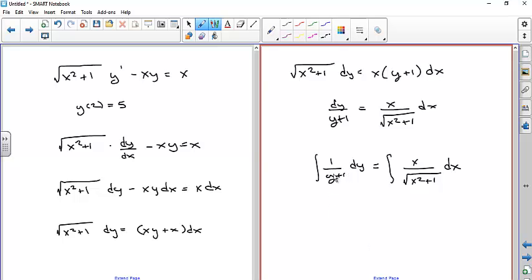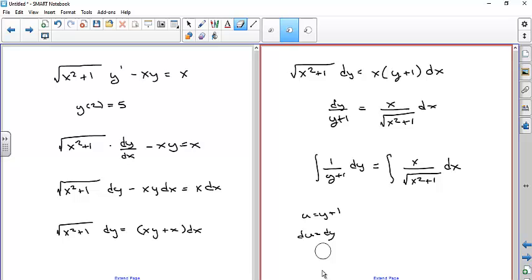So the integral of 1 over y dy is just the natural log of y plus 1. Now, you could say u is equal to y plus 1, so du is equal to dy. So you'd have the integral of 1 over u du, which is the natural log of the absolute value of u. So if we make those substitutions over here, we get the integral of 1 over u du, because in this case du equals dy.